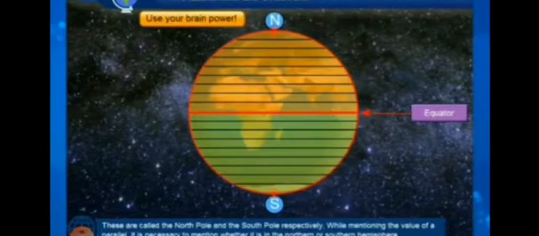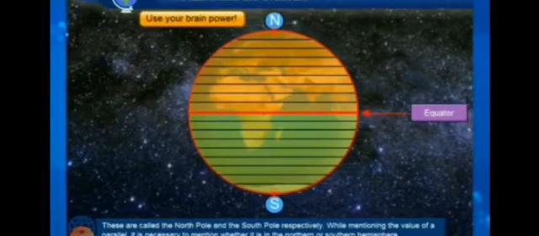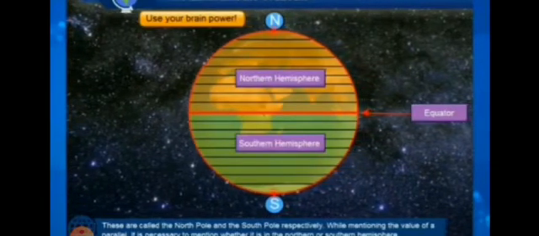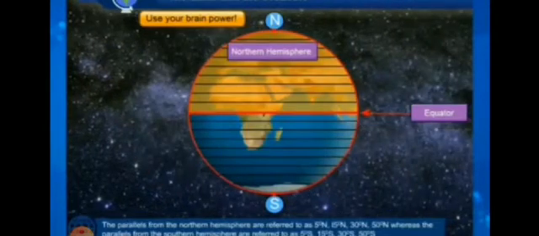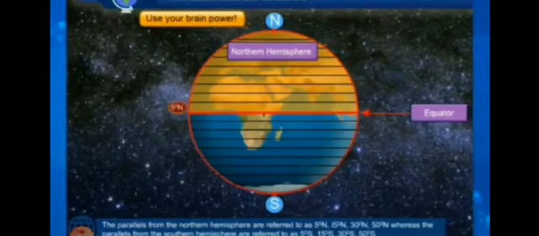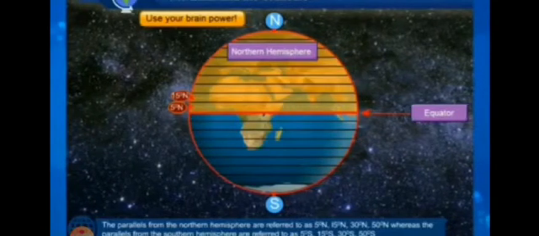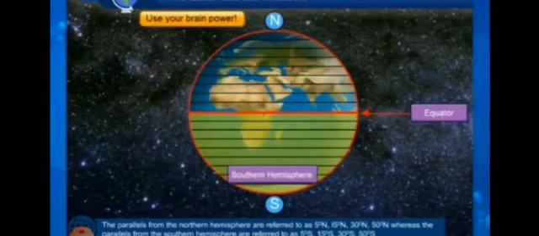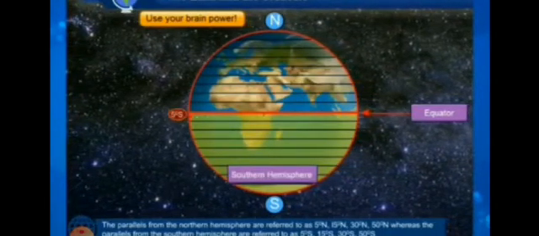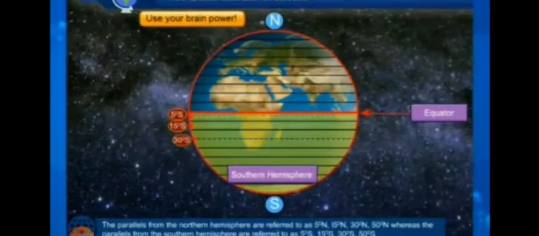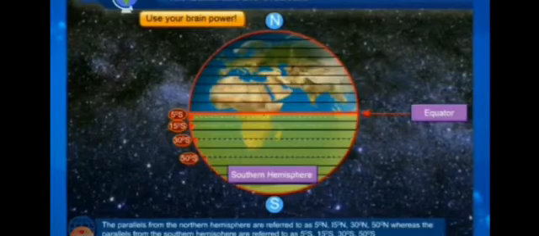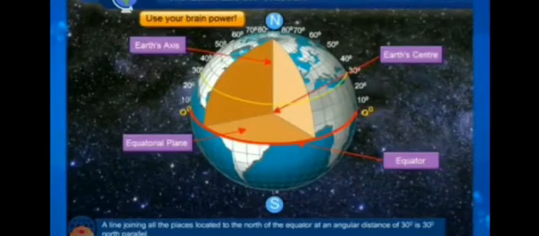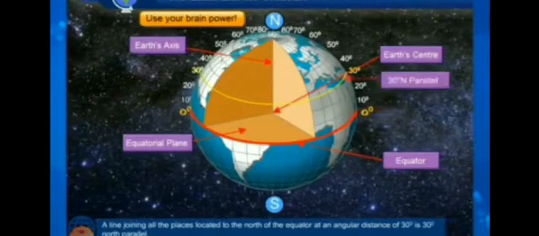While mentioning the value of a parallel, it is necessary to mention whether it is in the northern or southern hemisphere. The parallels in the northern hemisphere are referred to as 5 degrees north, 15 degrees north, 30 degrees north, 50 degrees north, whereas the parallels in the southern hemisphere are referred to as 5 degrees south, 15 degrees south, 30 degrees south, and 50 degrees south. A line joining all the places located to the north of the equator at an angular distance of 30 degrees is the 30 degree north parallel.